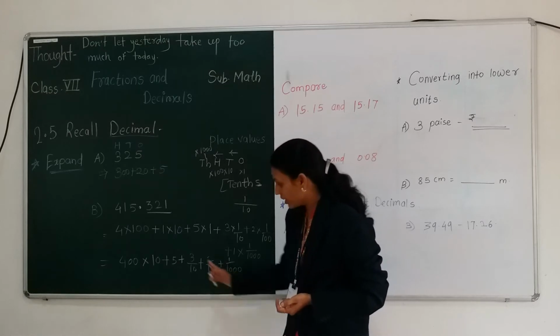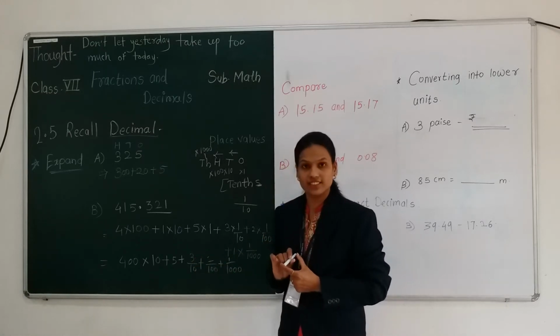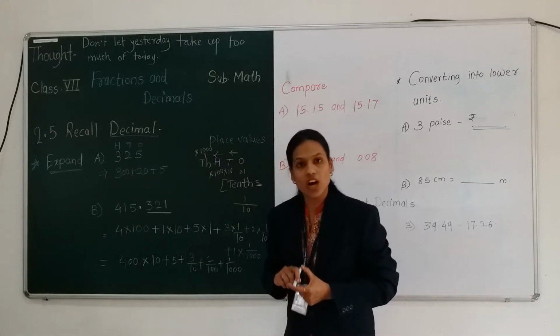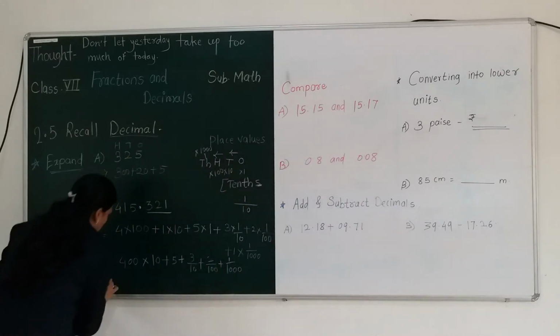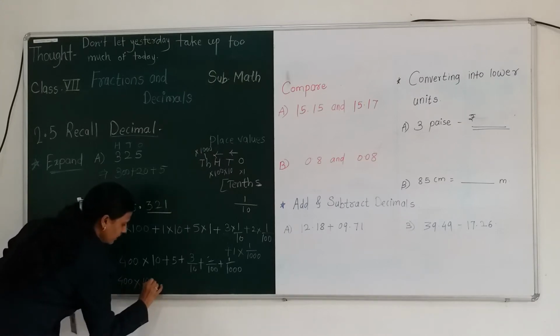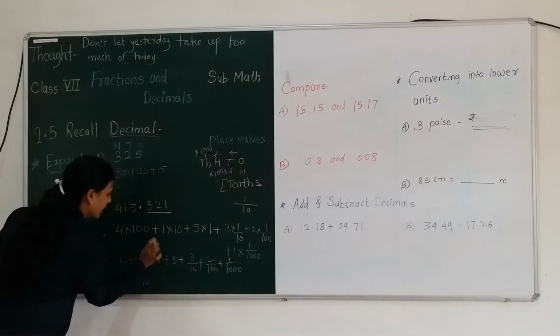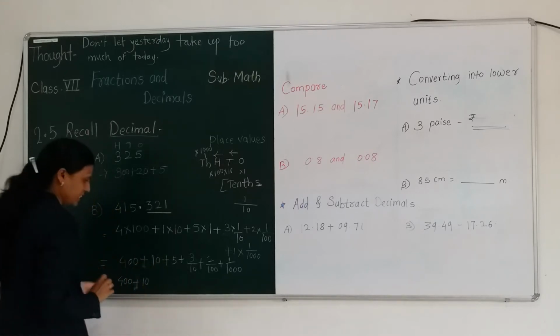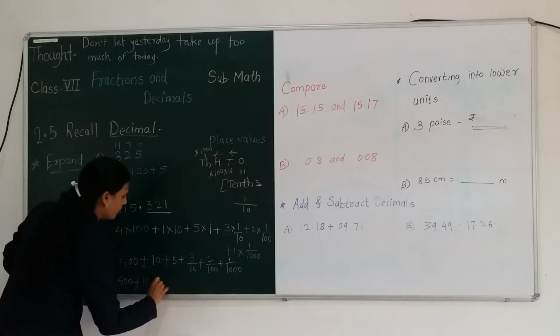Now here we are writing the fractions. We can convert them into decimal form also. How? Now we should write as it is: 400 plus 10, because we are writing exponent form, plus 10, plus 5.